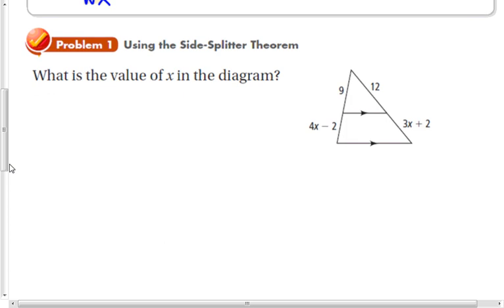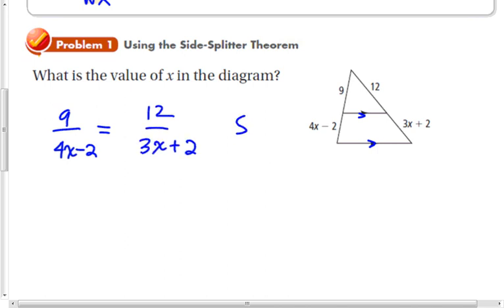All right, let's use the side splitter theorem here to figure this one out. According to the side splitter theorem, since these two lines are parallel, it splits those sides proportionally. So we can write a proportion like this: 9 over 4x minus 2 equals 12 over 3x plus 2. And we'll just say that's the side splitter theorem.